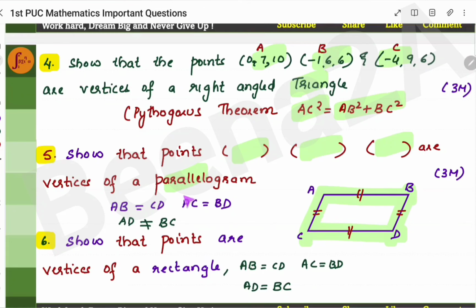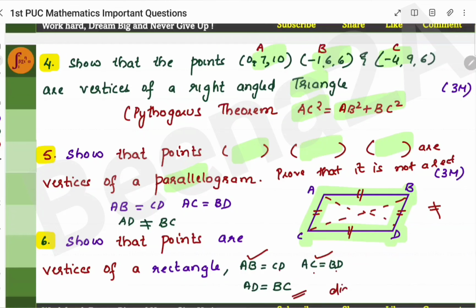Now, you should also prove that it is not a rectangle, if the question says so. Then, these diagonals, AD and BC should not be equal. Same thing if they say, to show that the points form a rectangle, then you have to prove the same thing. AB is equal to CD, AC is equal to BD, but diagonals are equal in a rectangle. So AD will be equal to BC in a rectangle.